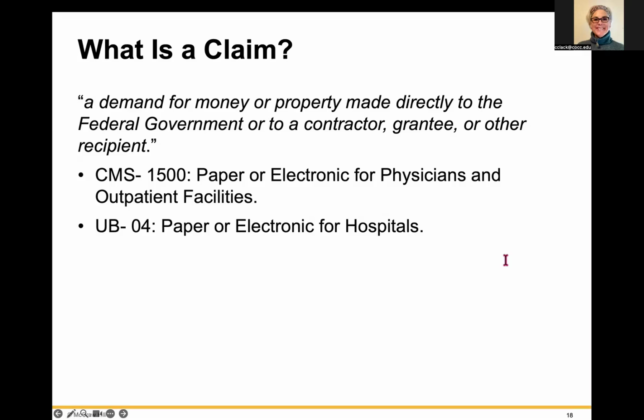So for CMS 1500, this is used for physicians and outpatient services. So think clinics, providers' offices, and many outpatient facilities. It can be submitted on paper or electronically, but most of the time it's electronic. Now, second is a UB04. This is used for hospitals, mainly facility billing, especially inpatient and hospital outpatient billing. Again, paper exists, but electronic submission is the norm.